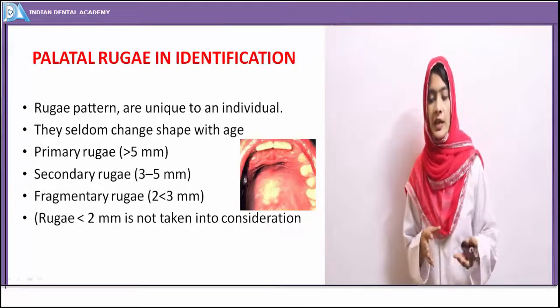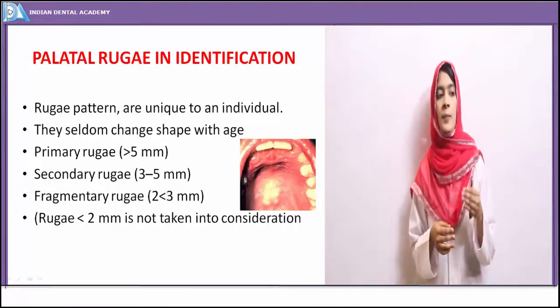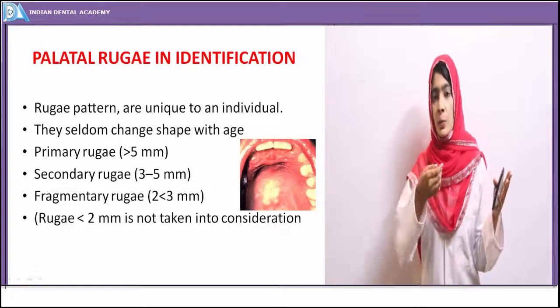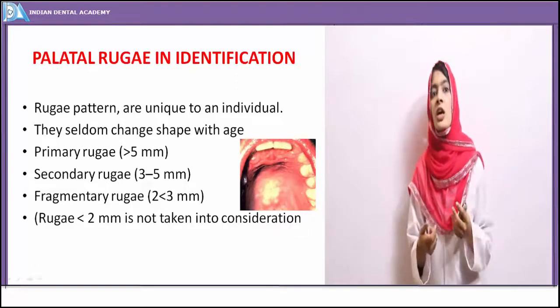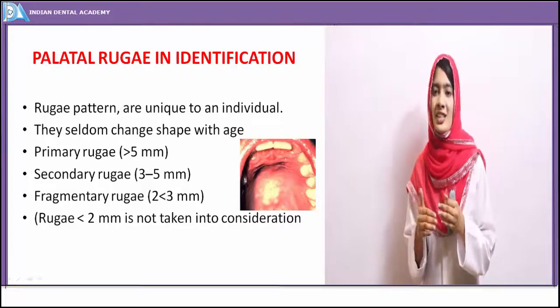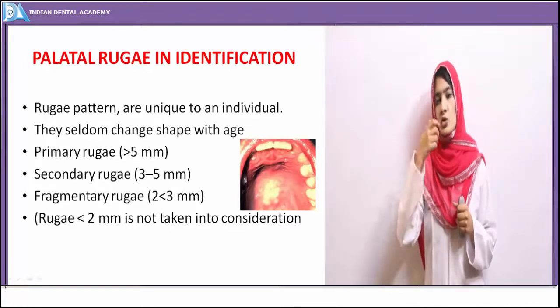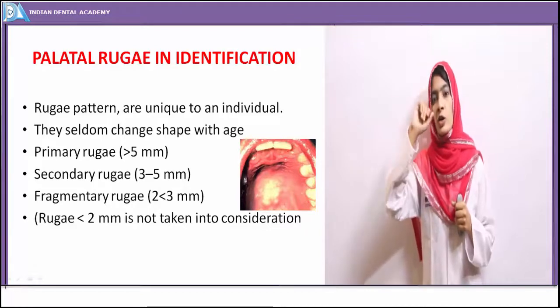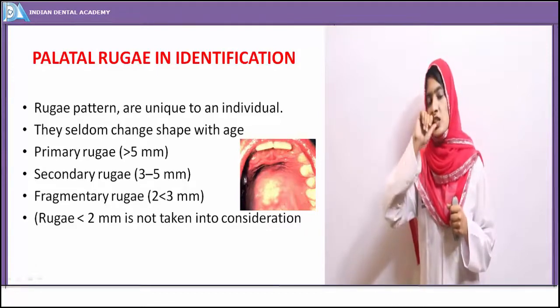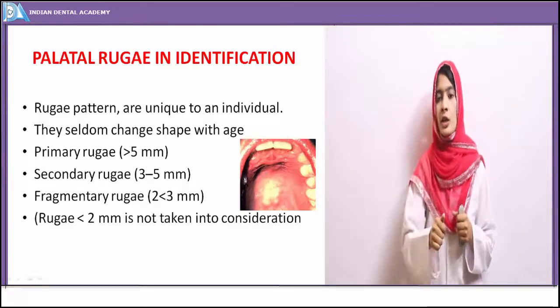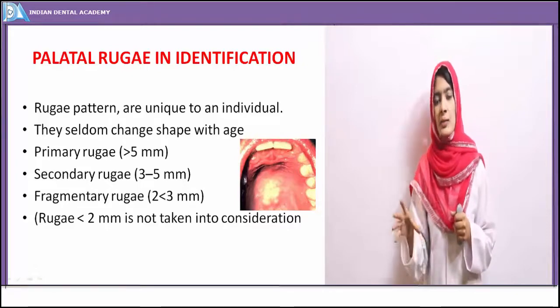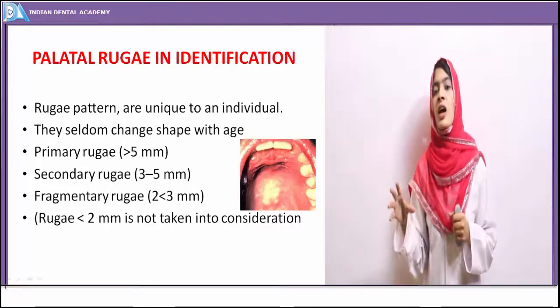Again, after obtaining the antemortem data, you have to take the post-mortem impressions of the patient with impression materials. Polyvinyl siloxane is the most common impression material used. It is used to record the hard tissue structures, the soft tissue structures and the palatal rugae, and the casts are poured and then identified.